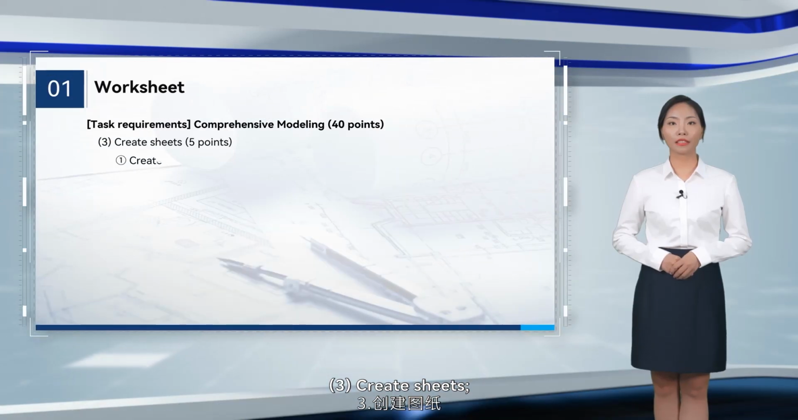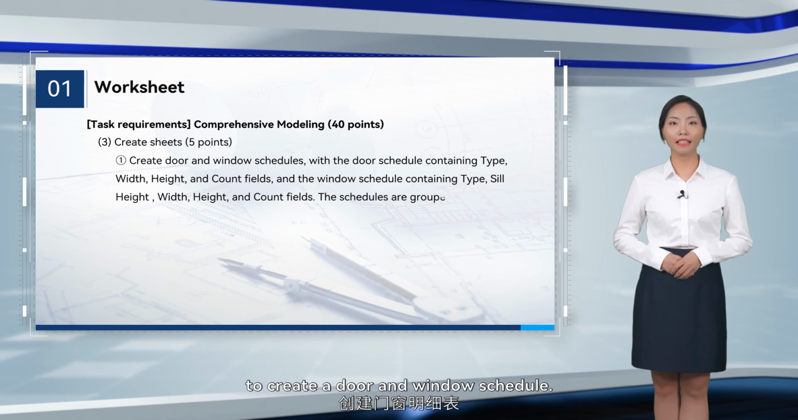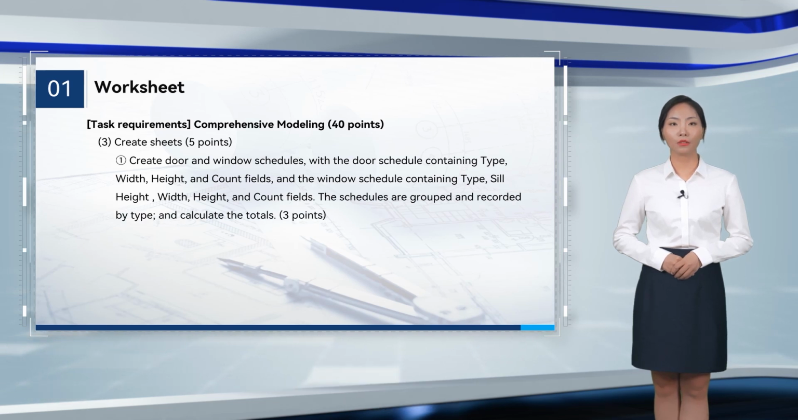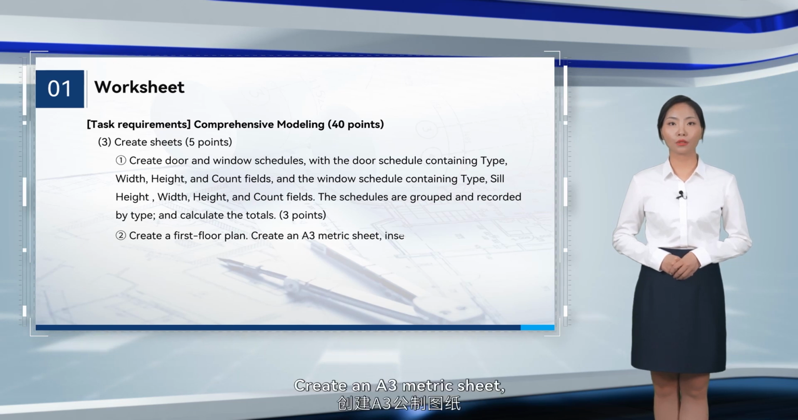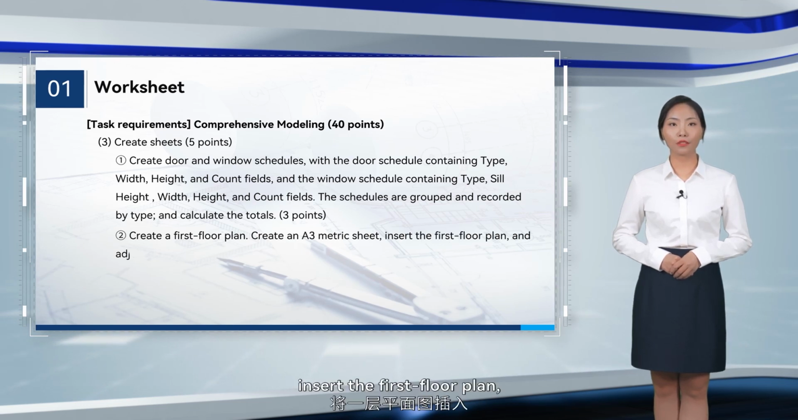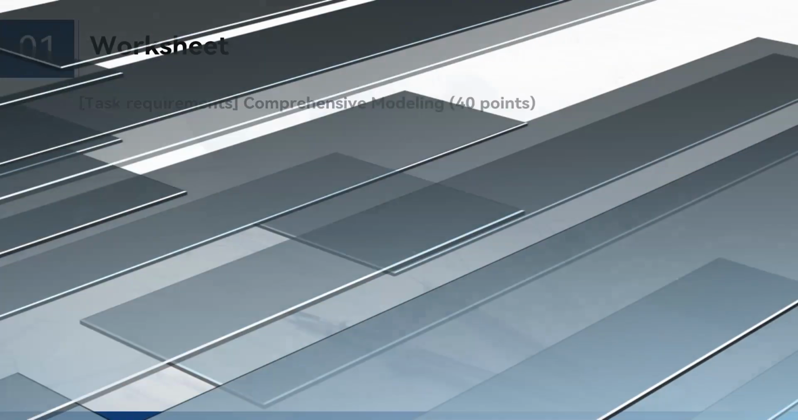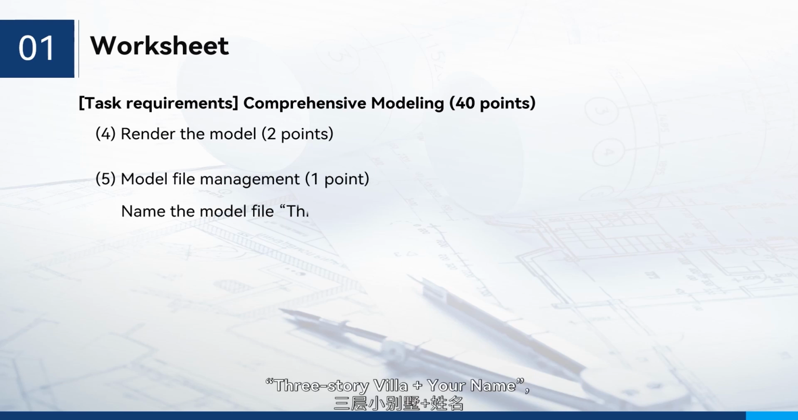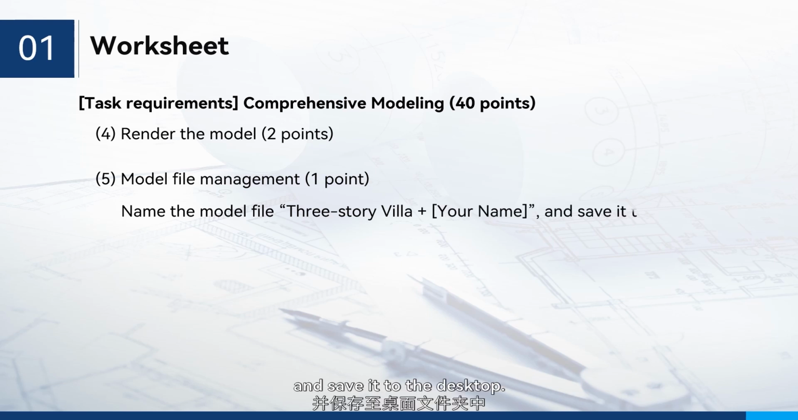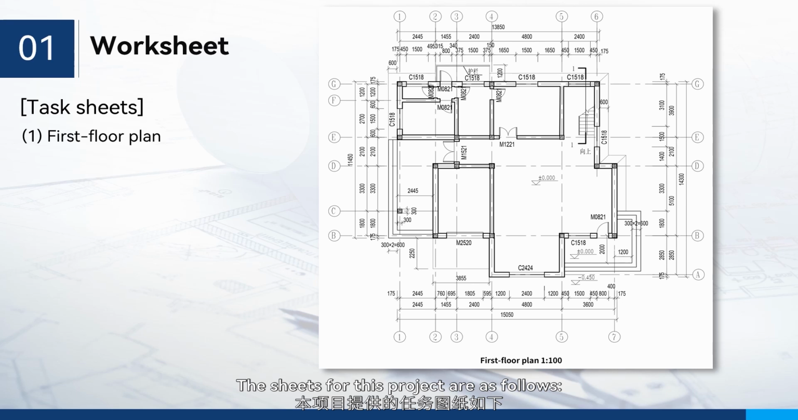3. Create sheets. When creating sheets, it is first required to create a door and window schedule. Then create a first floor plan. Create a 3-metric sheet, insert the first floor plan, and adjust the view scale to 1 to 100. 4. Render models. 5. Model file management. Name the model file 3-story villa plus your name and save it to the desktop. The sheets for this project are as follows.